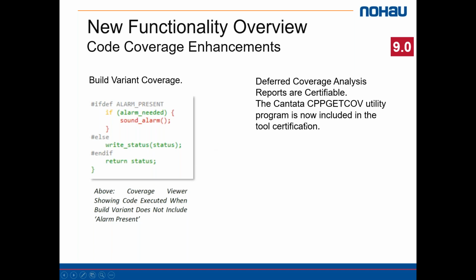And you also have the new certified CPP getCov, and that means you can combine deferred coverage analysis. I know I'm deep into the technical stuff here, but when you do deferred analysis, you get a number of reports. But with the CPP getCov utility, you can now use those in a certification. Do you aggregate the results? Is that what you're saying? Yes, exactly. Okay.